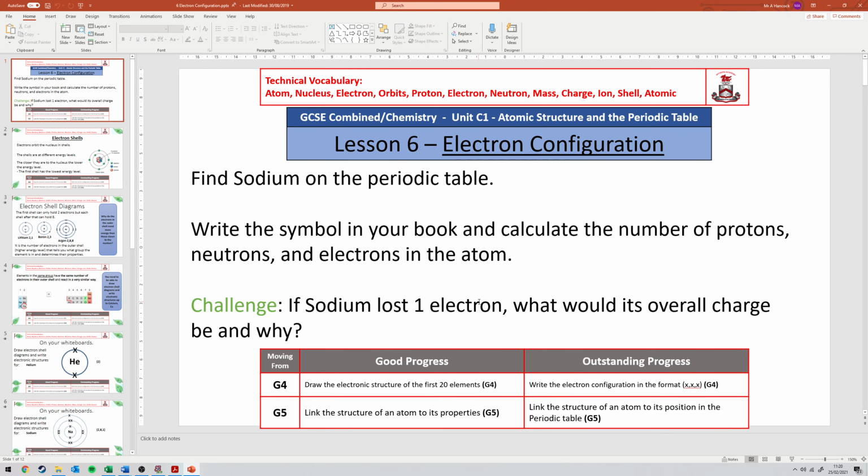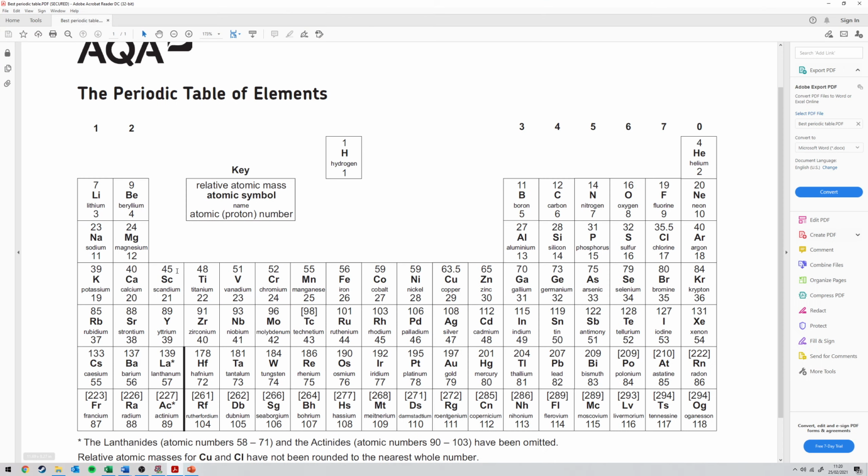Right, starter then, find sodium on your periodic table and calculate the number of protons, neutrons and electrons. So pause it, have a little go, and then unpause it. Okay, hopefully you've done that, so let's have a look. Where's sodium? There it is. Sodium is here. So let's go into PowerPoint.